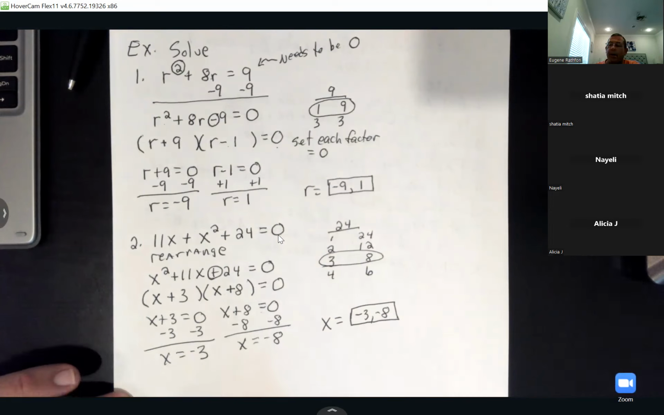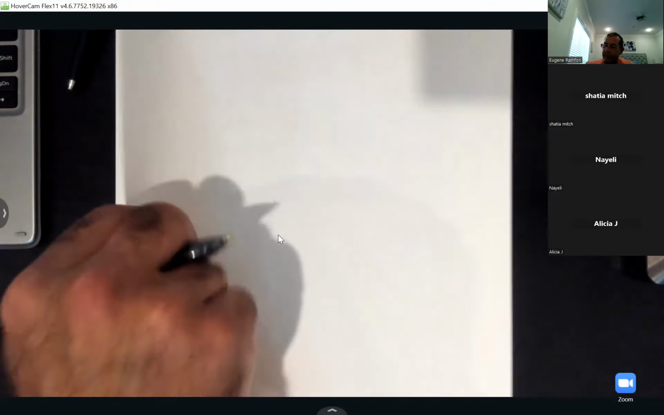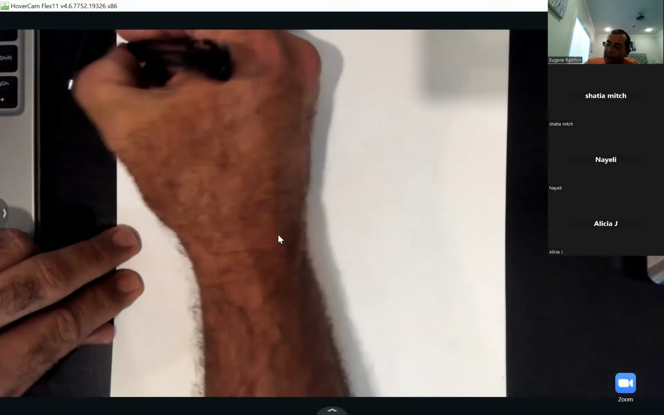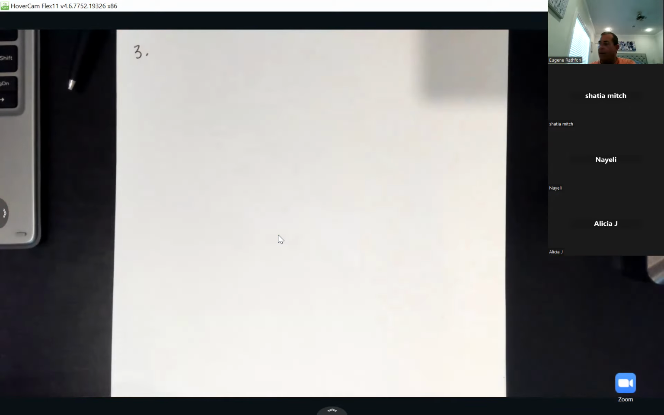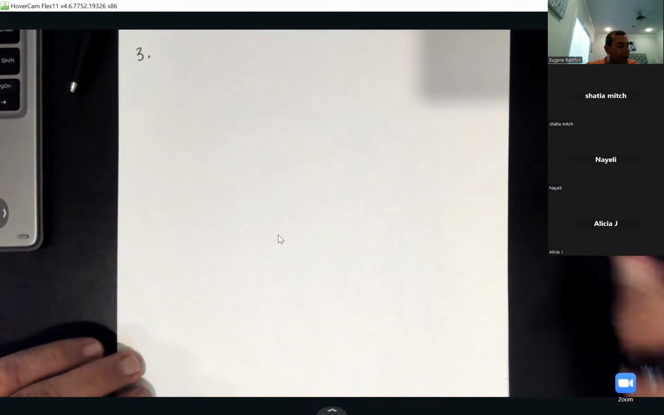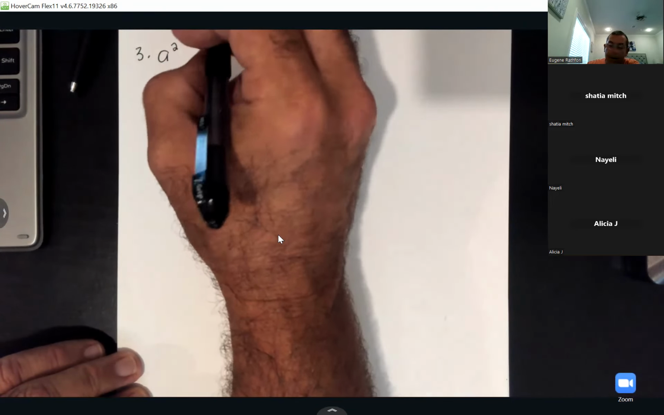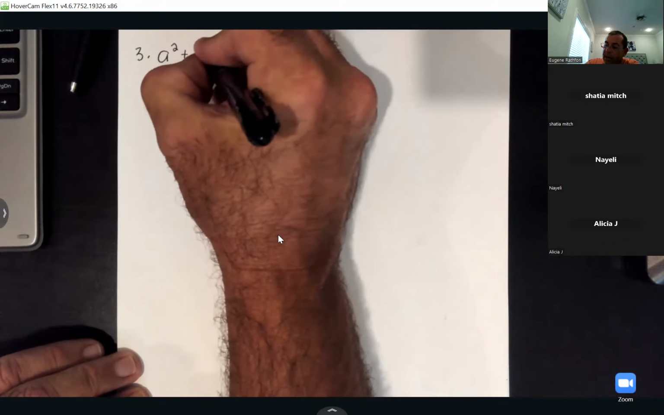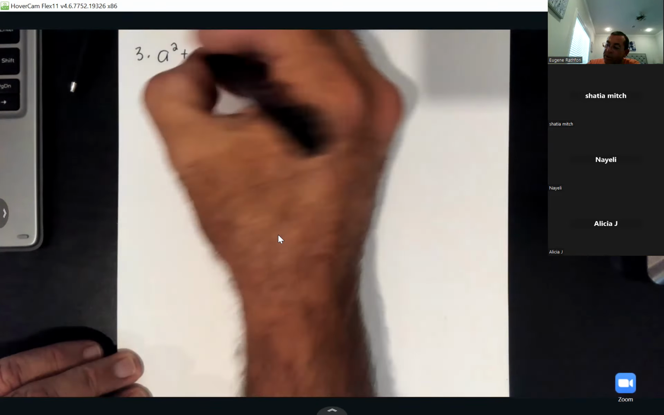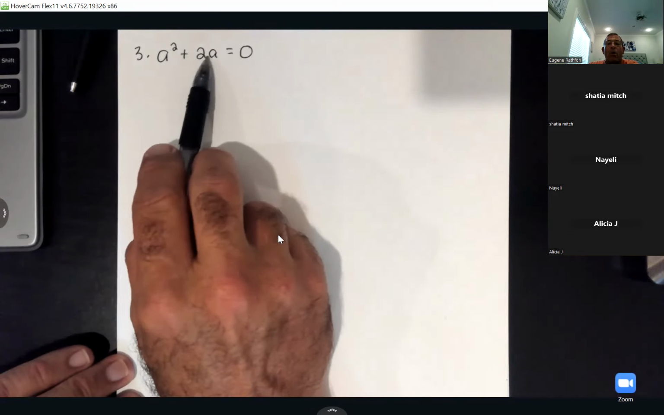All righty, so notice they're going to hit us with all types of factoring on this section. So let's see what we got for number 3. Number 3 has a squared plus 2a equals 0. So everything's on one side in descending order equal to 0.